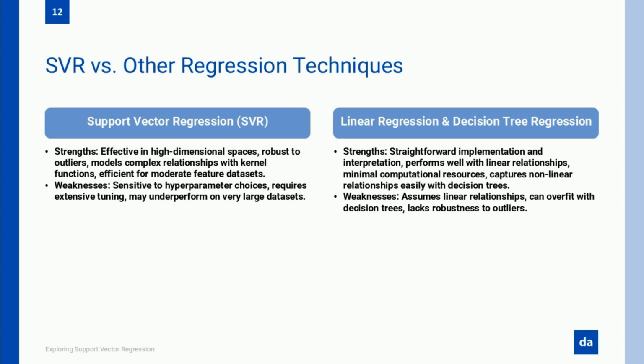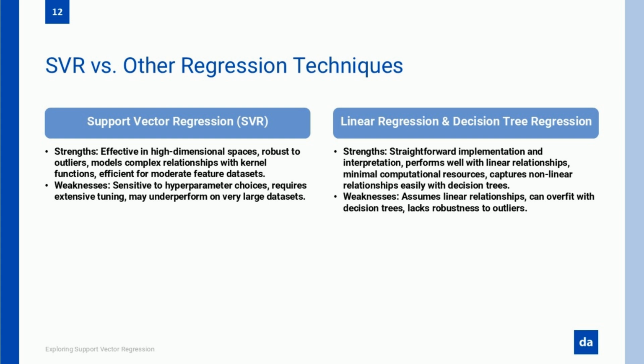Another key distinction is computational efficiency. Linear regression is the fastest method, as it involves only a simple mathematical formula. Decision trees can be relatively fast, but become computationally expensive with large data sets, especially when tuning parameters like depth and number of splits.